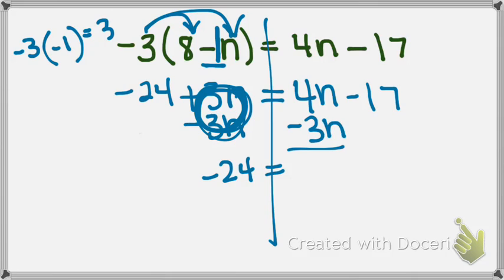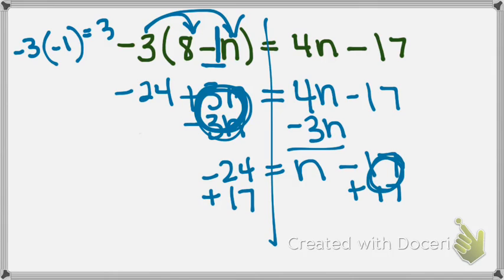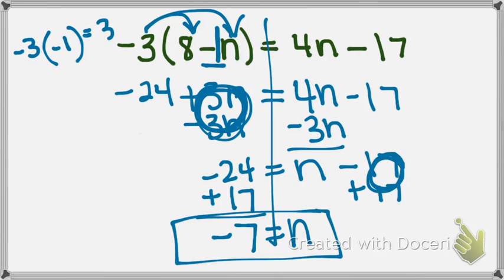Well, I know 1n is the same as n, so I'm just going to write n minus 17. And now, in this case, all we need to do is save the 17, and that would be by adding it. If you're down 17, got to add it to get 0. And now, negative 24 and plus 17 is going to get us negative 7. So n is negative 7.